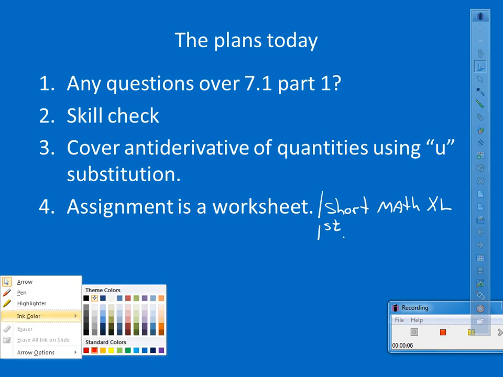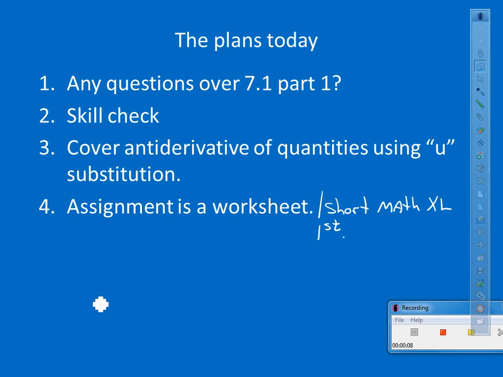I'm going to have my sub, whoever that lucky person may be, give you a skill check. Do that on your own. Looks like there's 6 problems on there, just reviewing what we did last time from section 7-1. And then what I need to do today is show you how to undo the chain rule.